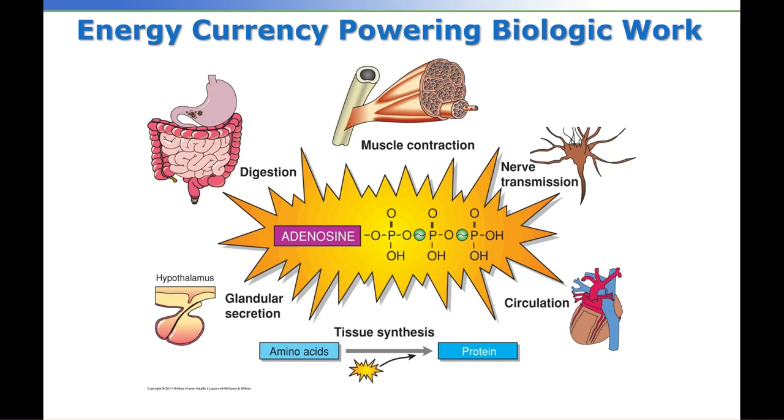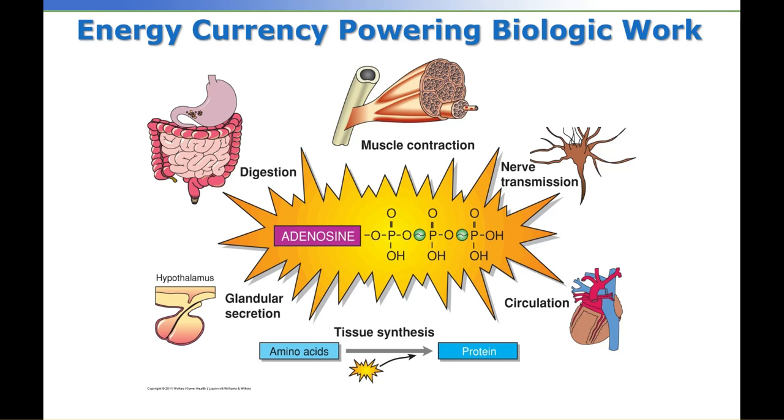Energy currency, powering biological work. So ATP is energy currency. It powers biological work. It causes glandular secretion, okay, from the hypothalamus. It causes digestion to take place, muscle contractions, nerve transmissions, circulation, heart. And like I showed you there, amino acids basically are building up to form proteins. That's an anabolic type of thing.